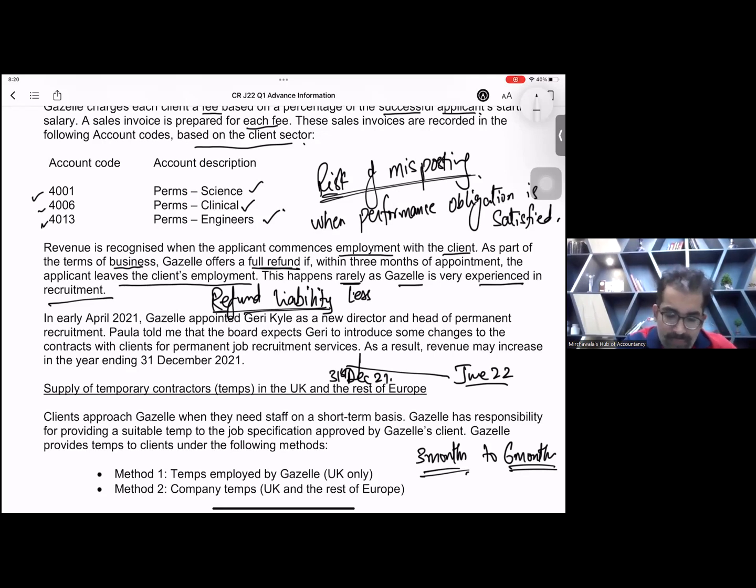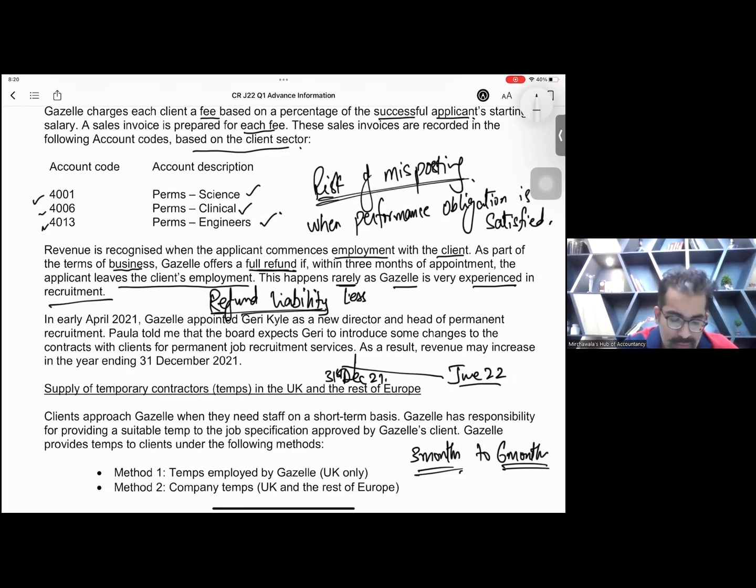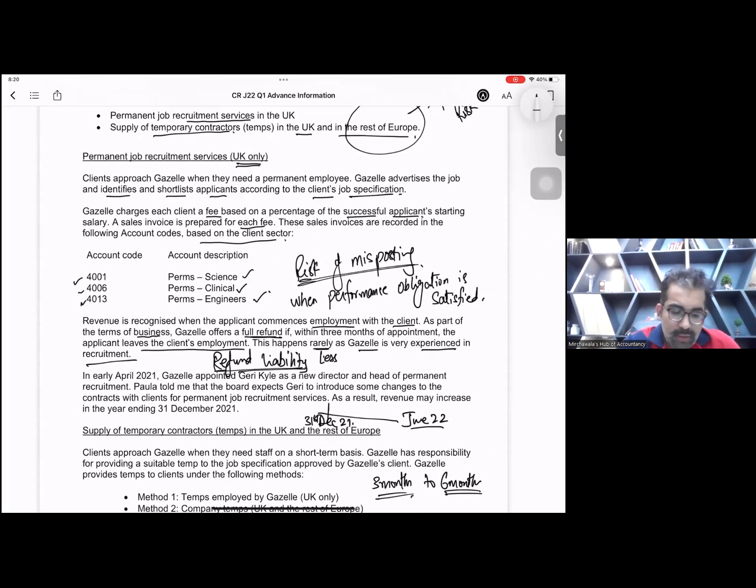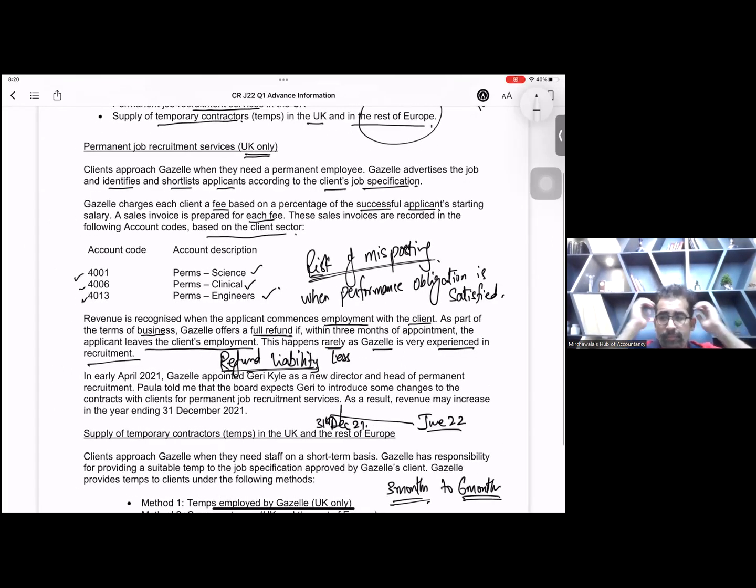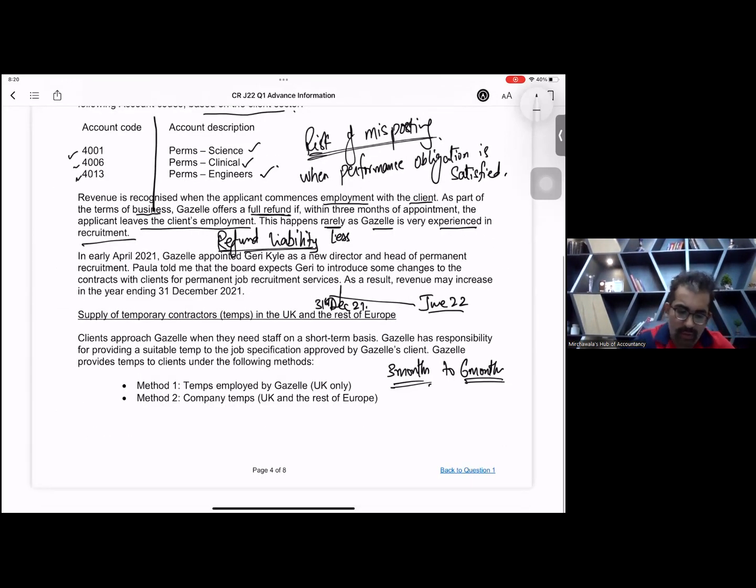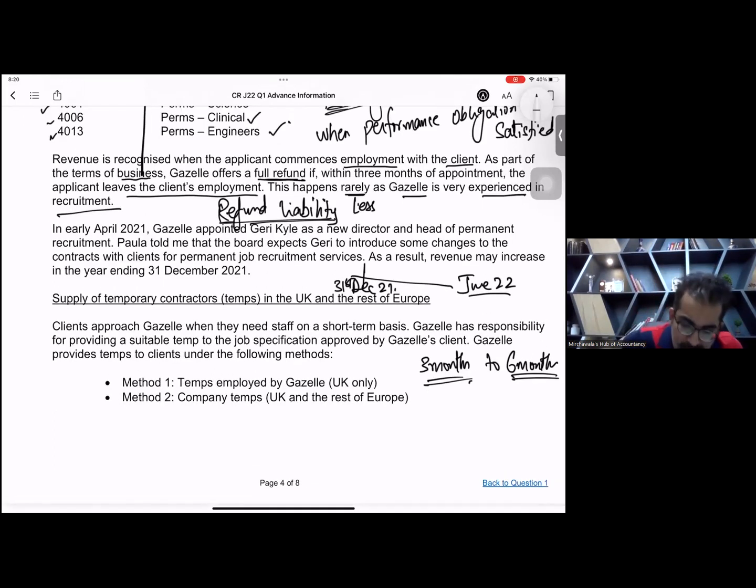So the client's first business is giving permanent job recruitment services. Now, second thing, supply of temporary staff. We also provide temporary contractors in the UK. Listen, clients approach Gazelle when they need staff on a short-term basis. Now, this is a separate line of business.